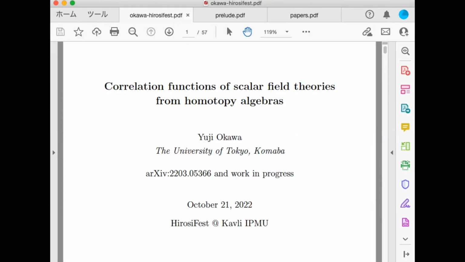We're going to open the thing, which is neither a morning session nor an afternoon session, but a secret third thing. And opening up, we're pleased to hear from Yuji Okawa from University of Tokyo Komaba campus, who will be telling us about correlation functions of scalar field theories from homotopy algebras.